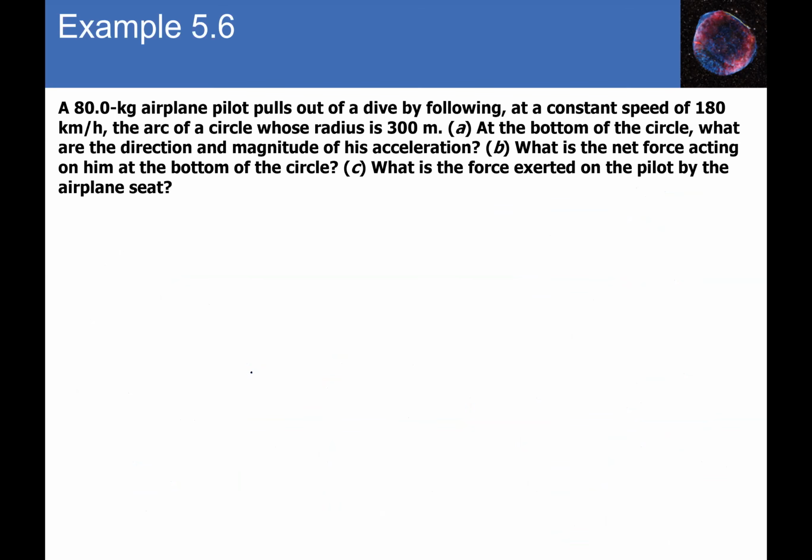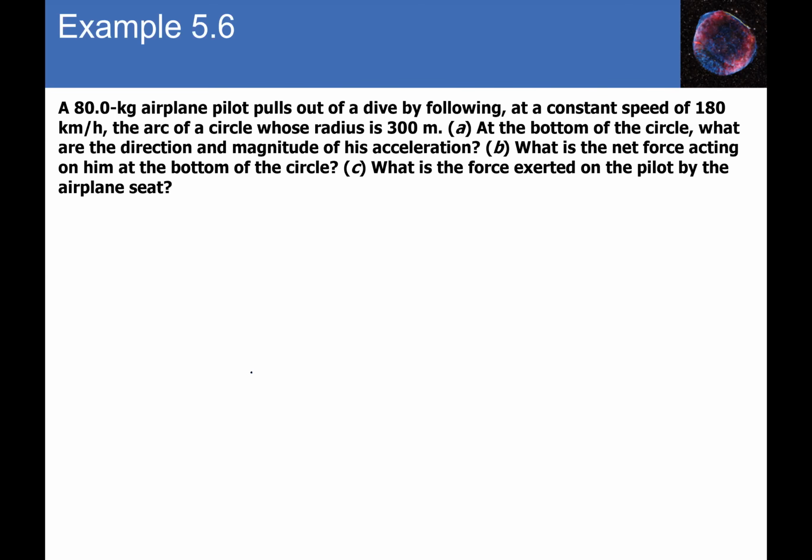All right, so here's another example. 0.8 kilogram airplane pilot pulls out of a dive by following, at a constant speed of 180 kilometers per hour, the arc of a circle whose radius is 300 meters. Okay. At the bottom of the circle, what are the direction and magnitude of his acceleration? And what is the net force acting on him at the bottom of the circle? And what is the force exerted on the pilot by the airplane seat? All right, so let's see what we have.